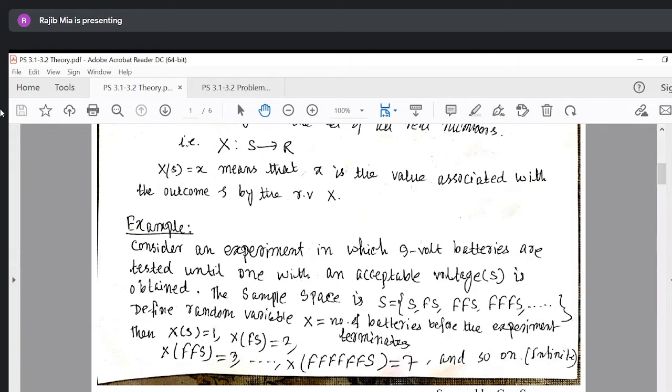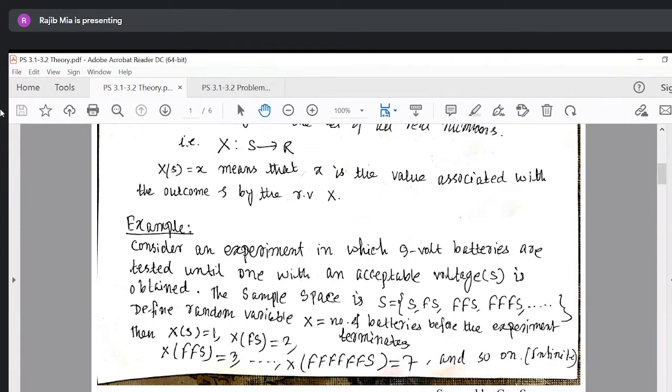We continue the experiment until we get an acceptable voltage. If we get the acceptable voltage, then we stop this experiment. There are so many, an infinite number of batteries, no problem. We just check the batteries.